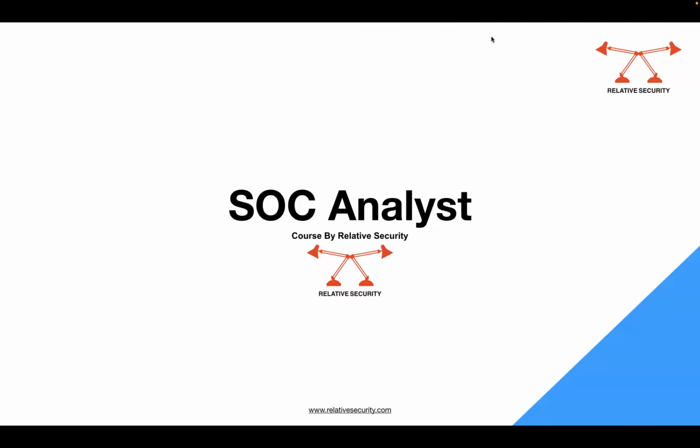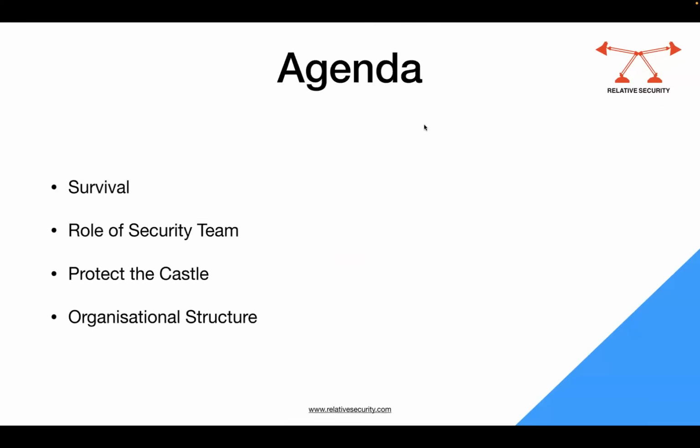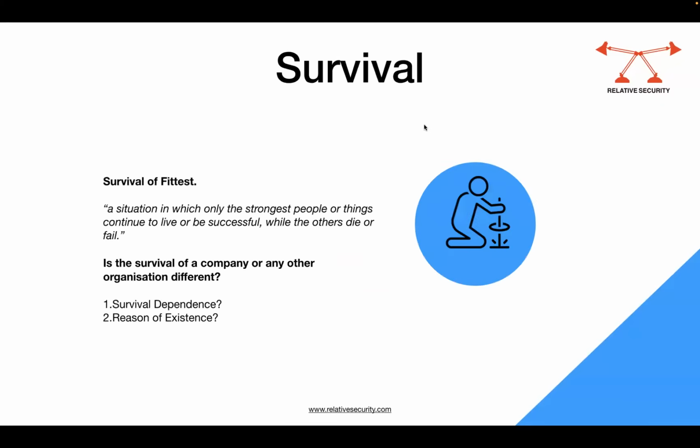So we'll start with the very basic one, and the first thing that we're going to talk about is survival. We all have heard about the survival of the fittest philosophy. It's a situation in which only the strongest people or things continue to live or be successful, while others either die or fail. Now, for example, let's talk about the tribes.